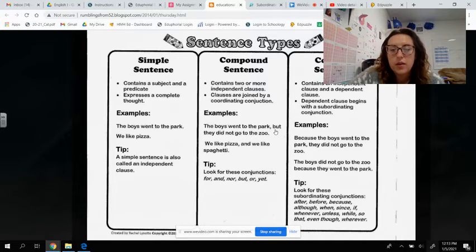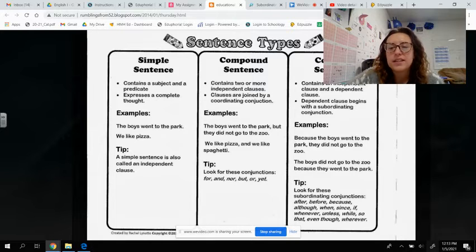The boys went to the park, but they did not go to the zoo. The boys went to the park. Is that a complete sentence? Yes. They did not go to the zoo. Who didn't go? They. What did they do? They didn't go. Where didn't they go? The zoo. That's a complete sentence. Tells us everything we need to know. All right, these are the conjunctions called fanboys, right? We've all heard fanboys. For, and, nor, but, or, yet, so. They didn't list so, but it is a fanboy.